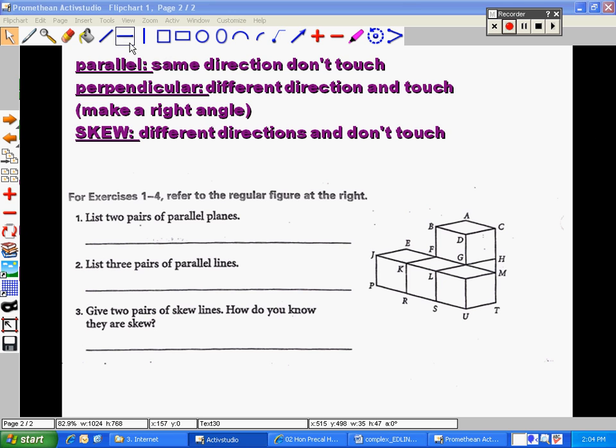For example, I could have this line RS, and I could have this line GL. They go in different directions. And if I continued those lines in space, they would never touch each other. Those are skew lines. Different direction and do not touch. They never intersect.